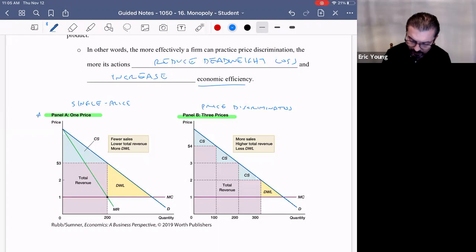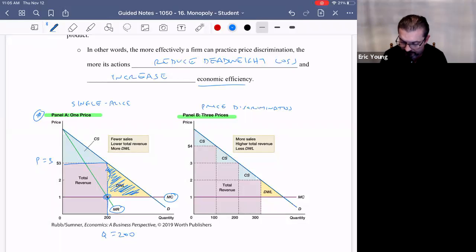Notice over here in panel A, our rules apply. We set MR equal to MC. We end here. We get a quantity of 200. We go up. We go over. We get a price of 3. And clearly, as you learned earlier, we've got a really, really big dead weight loss triangle.